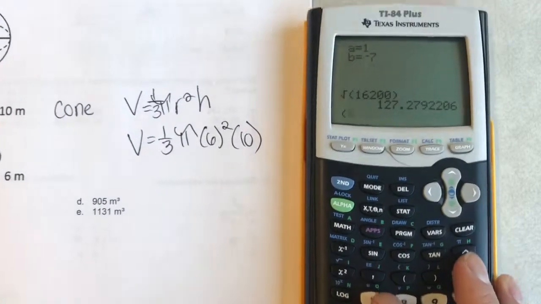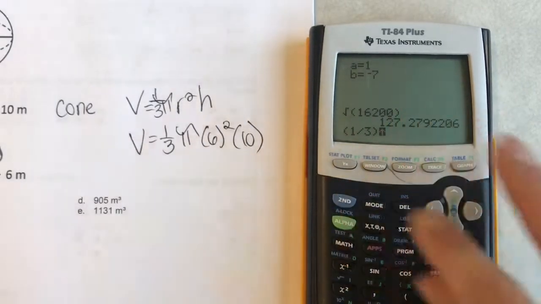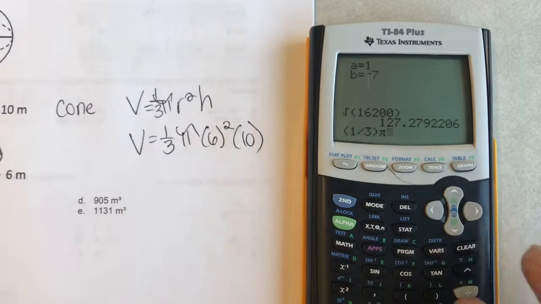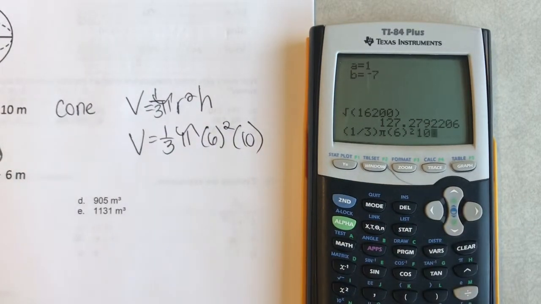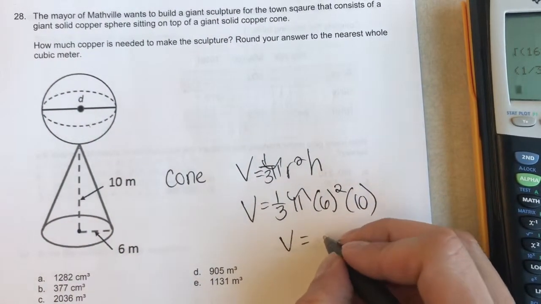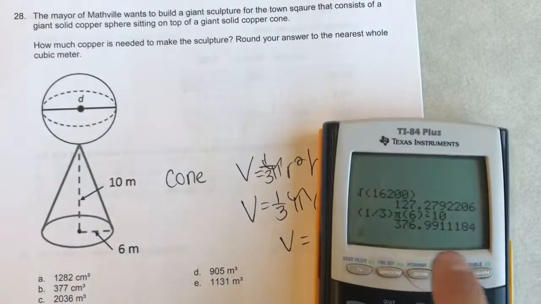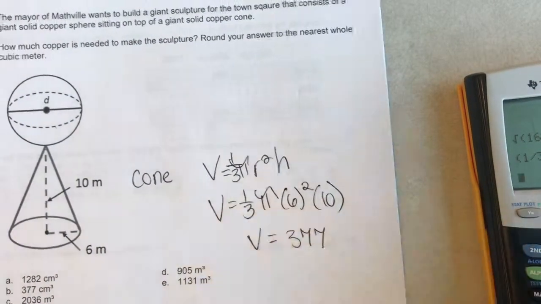So I have 1/3 pi 6 squared 10. All right, so the cone is going to be, look at it, 376.99. I'm just going to say 377.